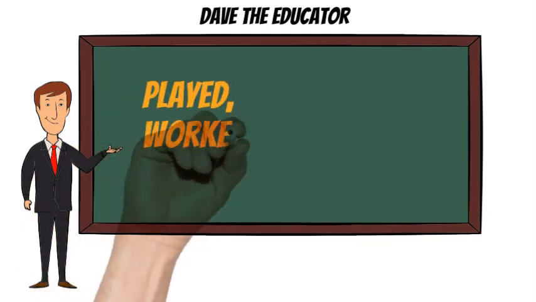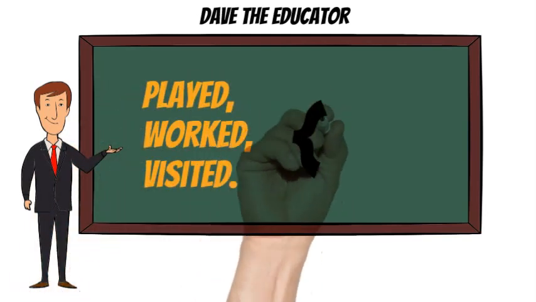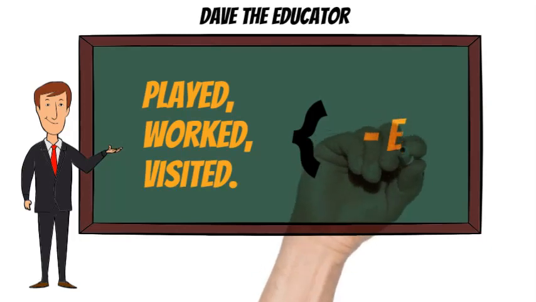Today, we're going to learn how to pronounce regular past tense verbs in English. Regular past tense verbs end in ed. But did you know that there are 3 different ways to pronounce ed?